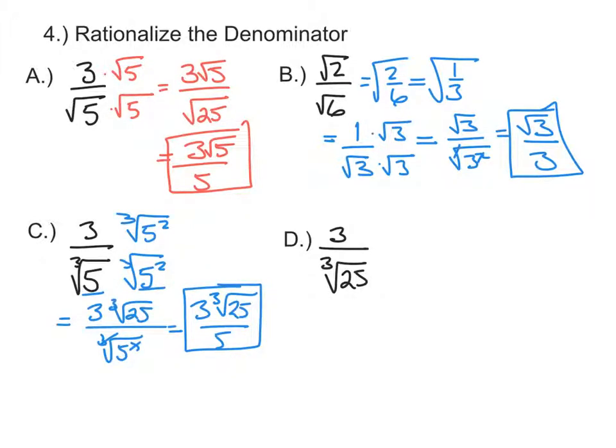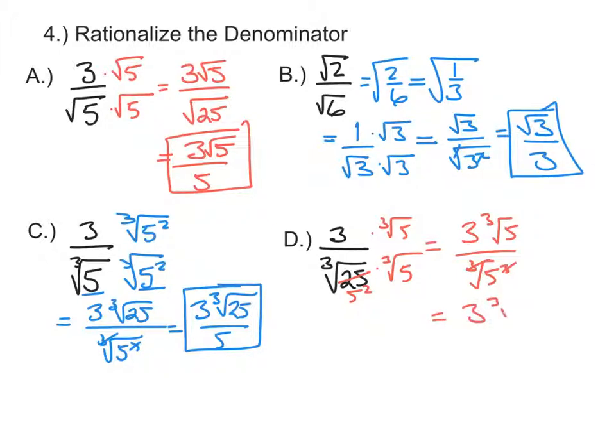It's slightly different in the next one. What's important to recognize is that when we're multiplying by our cubed root, the cubed root of 25, this is already 5 squared, so I only need one more 5. When we do that multiplication, we'll have 3 times the cubed root of 5 over the cubed root of our 5 cubed. Notice it's 5 cubed, not 25 cubed. When we simplify that, our denominator will just be 5.